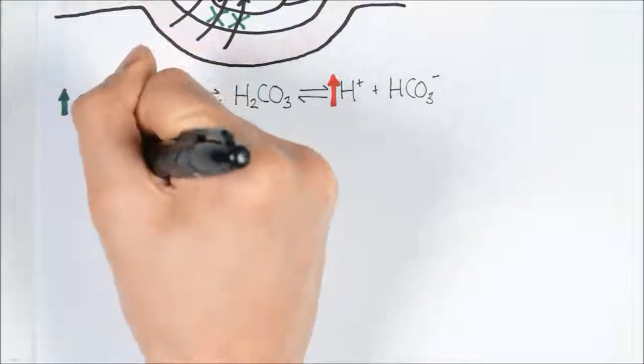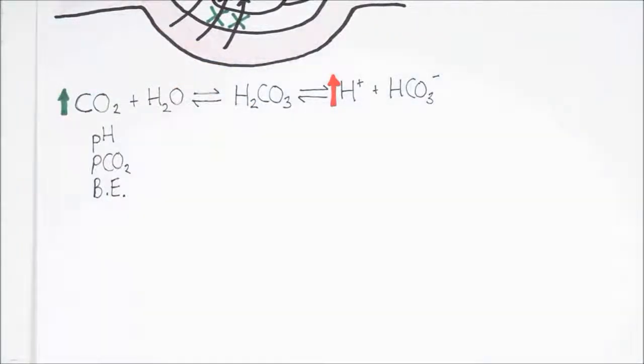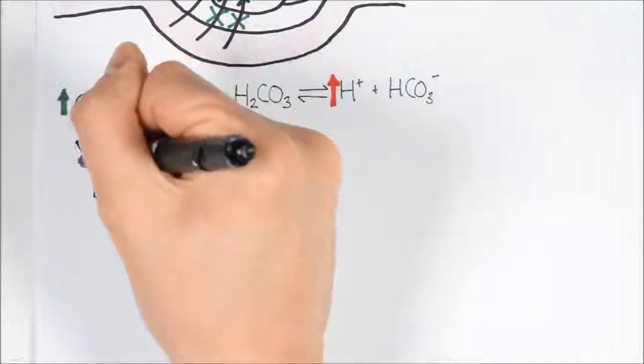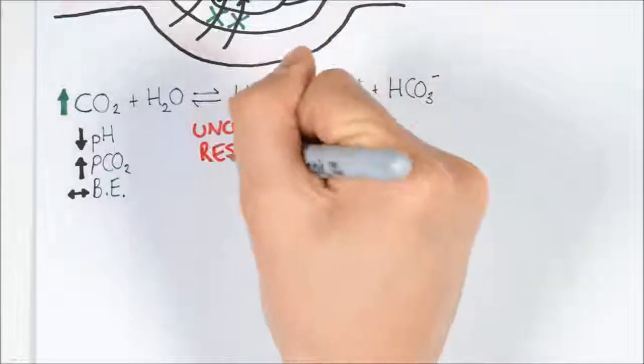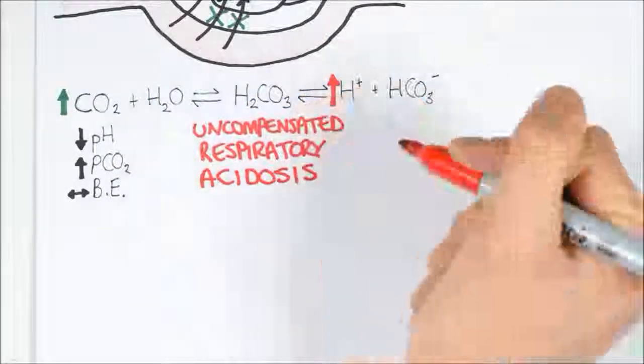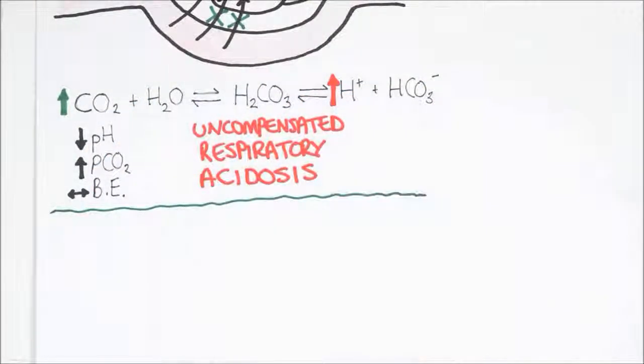So if we did an arterial blood gas, we'd see a lower than normal pH, a higher than normal PCO2, and a normal base excess. This is because the bicarbonate concentration is correct for the PCO2. These findings would indicate that the patient is in a state of uncompensated respiratory acidosis.